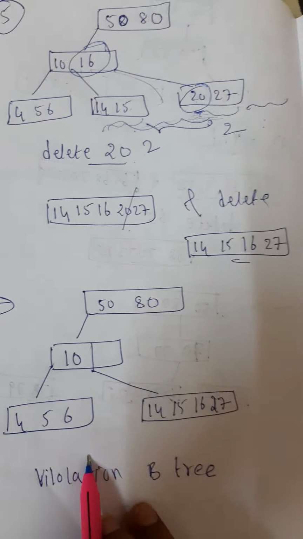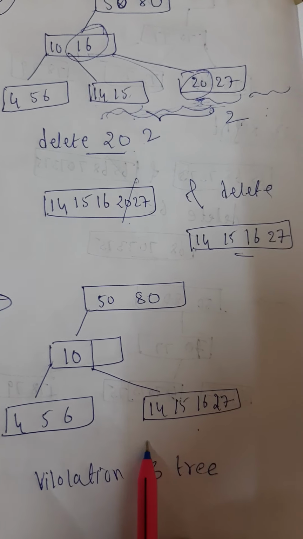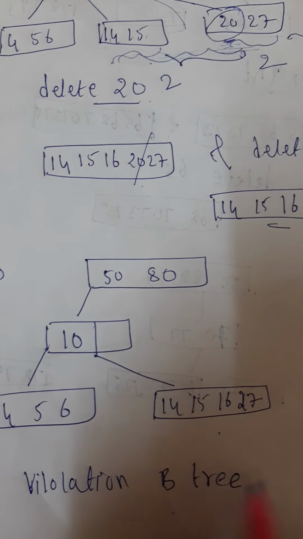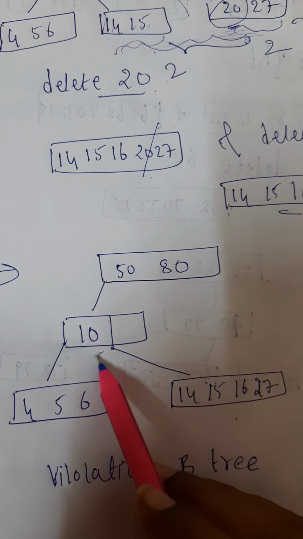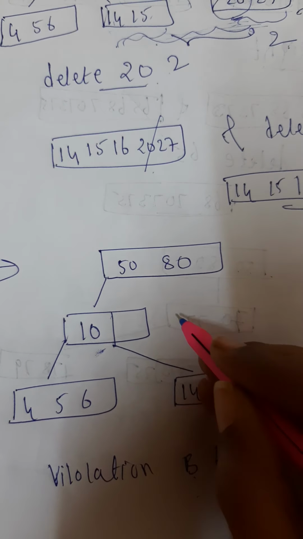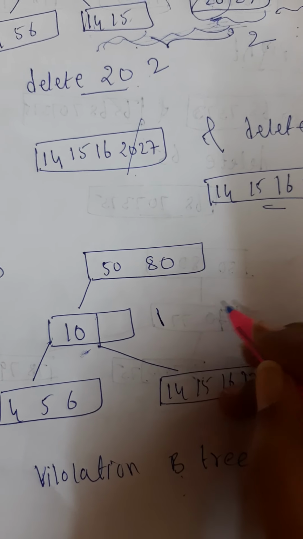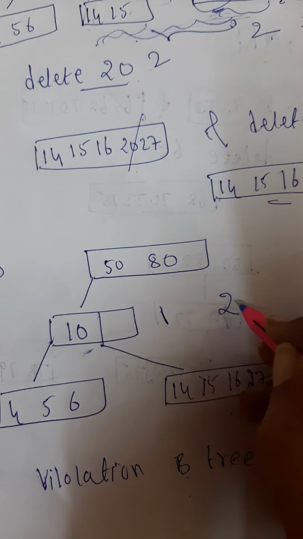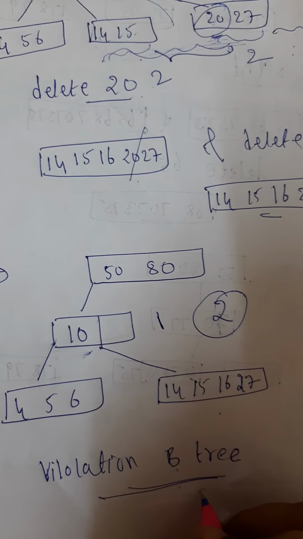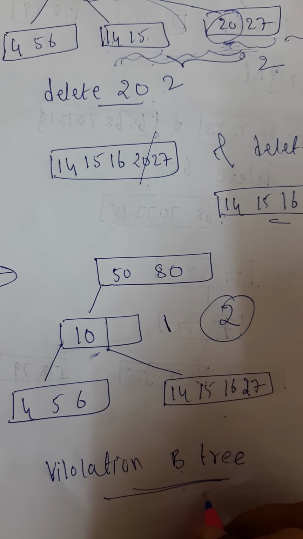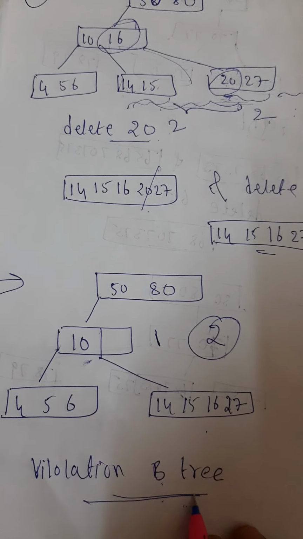So I'm updating now, updating my tree. Now 16 has here. So I'm updating. But if you check it here, what is happening? This internal node 10 is having only one key. But how many keys should it have? Internal node should have minimum 2. Now it is violating the property of B tree. So when it is violating the property of B tree, now we will see what to do.